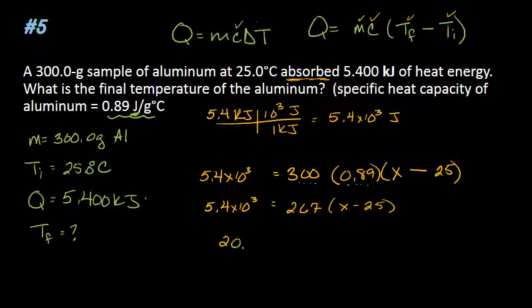So when I do that, I end up with 20.2 equals x minus 25. Now we can simply add 25 to both sides. And we do need one decimal place because that has a decimal place, so we end up with 45.2 degrees Celsius will equal our final temperature.